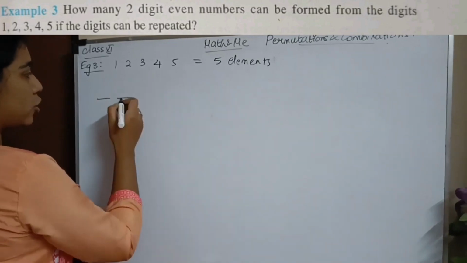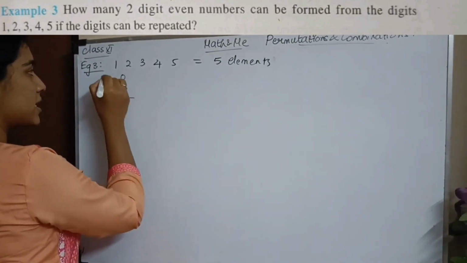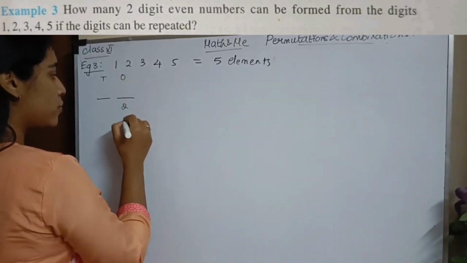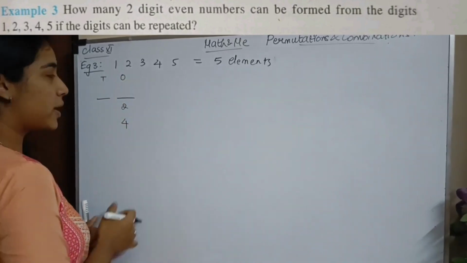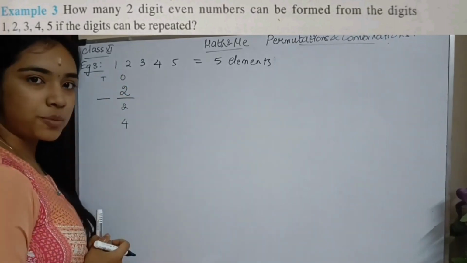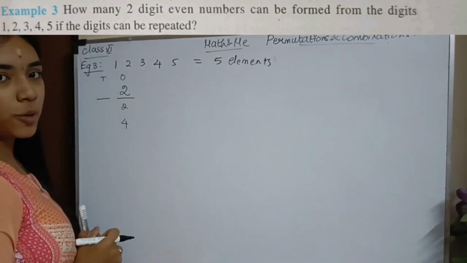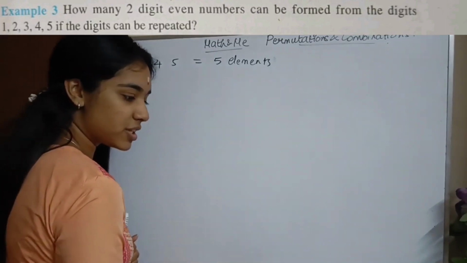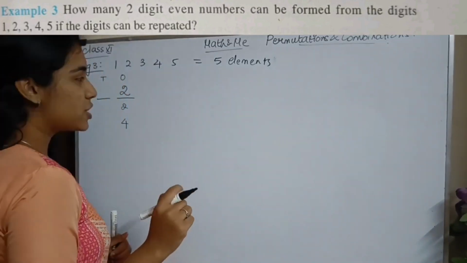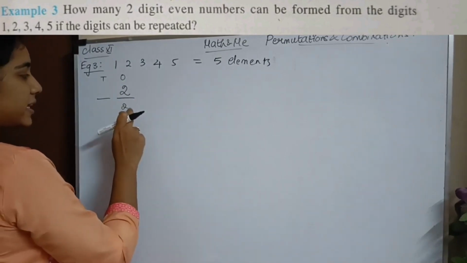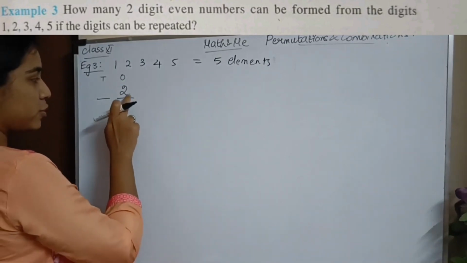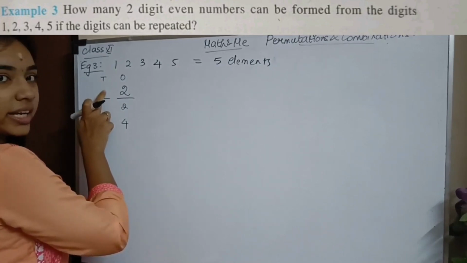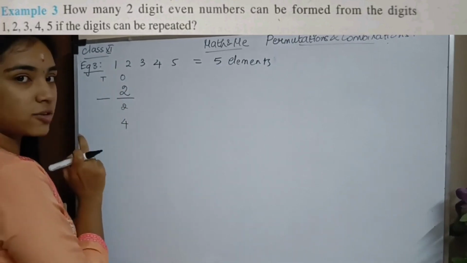So for even, this is my ones place, this is my tens place. In the ones place I can only have 2 or 4. So how many options do I have? I only have 2 options. Similarly, for the tens place, how many options do I have? I have 5 options. They have not said anything about the repetition. They said the digits can be repeated. So if the digits can be repeated, and 2 or 4 is used here, for example, if I am using the number 4 here, I can use the 4 again here. I can get the number 44. Correct? That is also an even number.